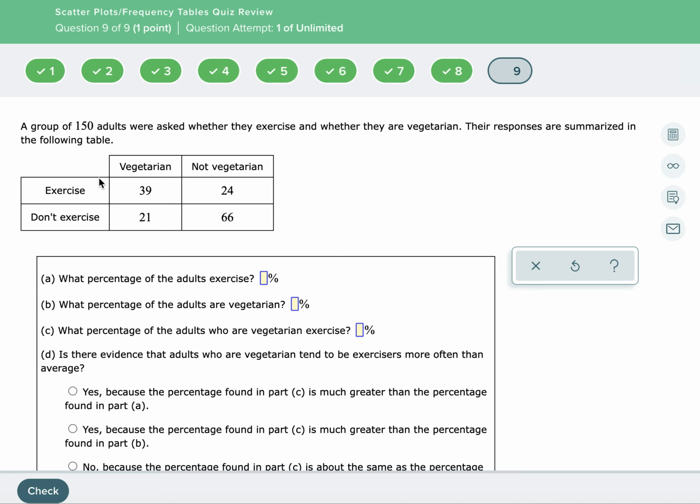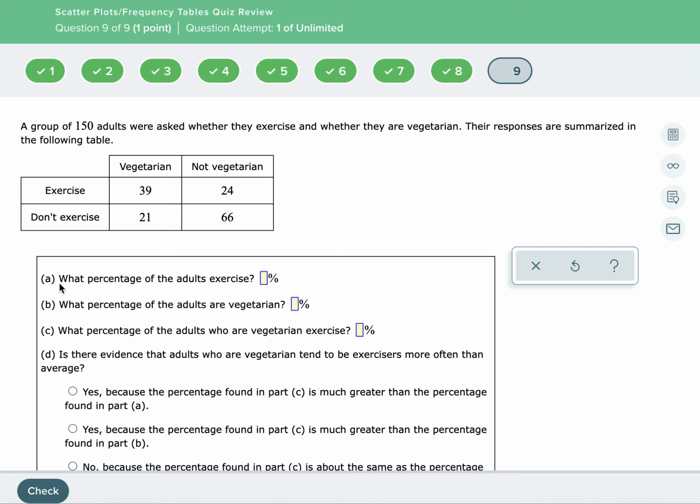All right. So it says a group of 150 adults were asked whether they exercise and whether they are vegetarian. They're trying to correlate health habits versus dietary habits, right? So the responses are summarized in the following table. We've got exercise and don't exercise as one of our categories, and then the other categories are vegetarian and non-vegetarian. So they're going the other way. This is set up correctly according to what we did in the last video, and we got our numbers in here.